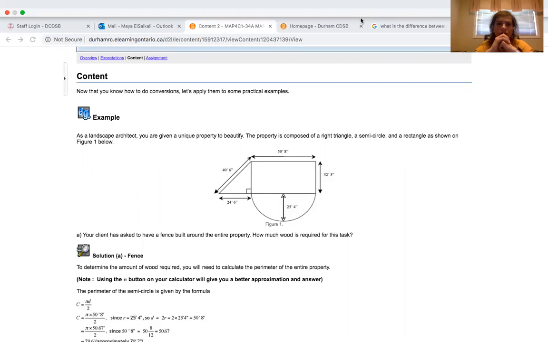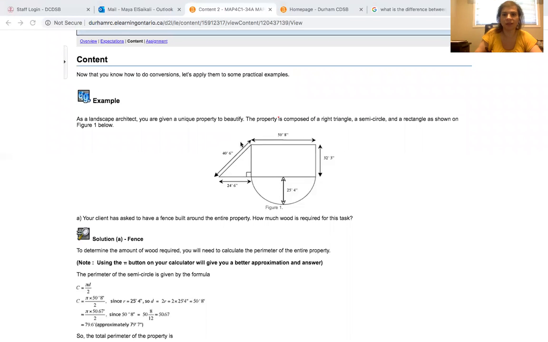Your client has asked to have a fence built around the entire property. How much wood is required for this task? Because they're asking for the amount of material needed, we're looking at the perimeter, right? You're going to build the fence around the property, so we're looking for the perimeter, which means adding all these sides together.